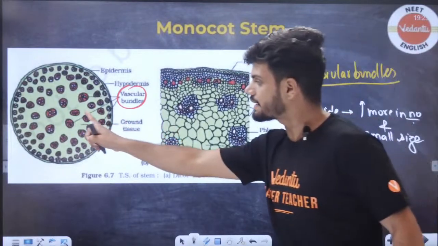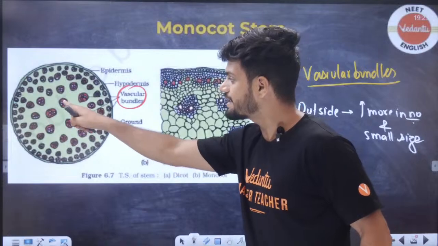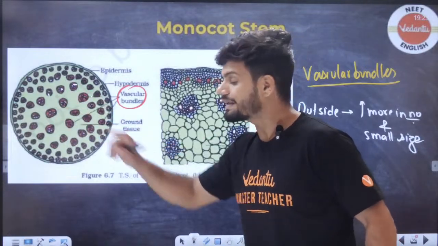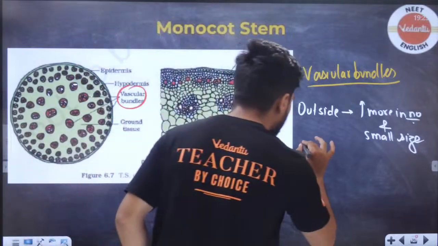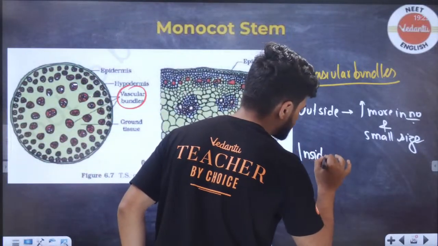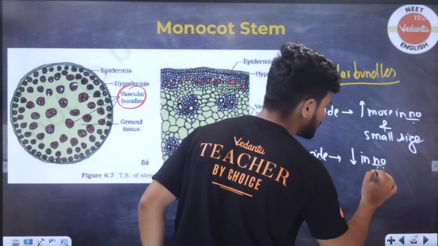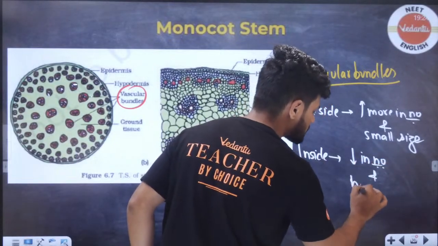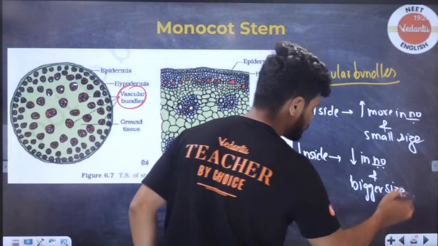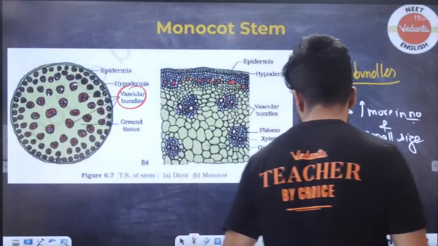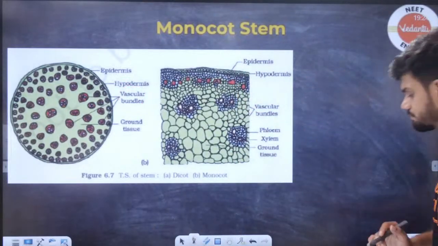But as we come towards the inside, do you see they're increasing in size? Yes or no? They're increasing in size and the number is decreasing now. So towards the inside, they are less in number and bigger in size. That is very interesting to note here.